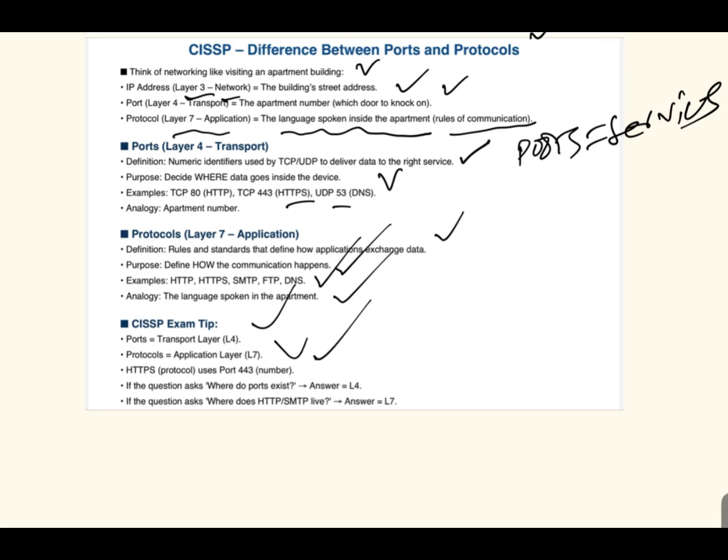So if the question asks where do ports exist, it is layer 4. If the question asks where do HTTP and SMTP live, then the answer is layer 7.